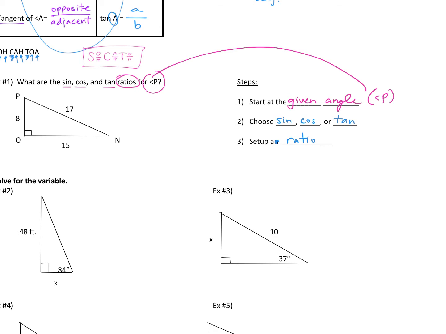So here's the deal. If I asked you to find the sine of P, first of all, sine is what over what? Write SOHCAHTOA on the top of every homework assignment. Write it out, okay? Then you don't have to think about what is what. You just go, oh yeah, sine, opposite over hypotenuse.